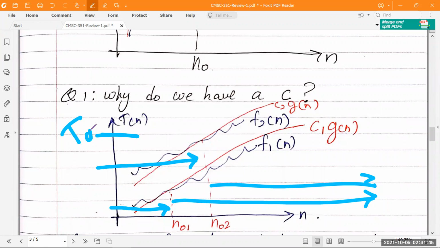T naught is enough for the program to run anyway. What we are worried about is larger inputs, because t naught might be a very small time limit. You can get the thing done, but you are not worried about that.